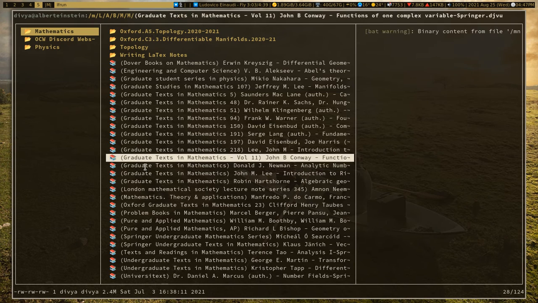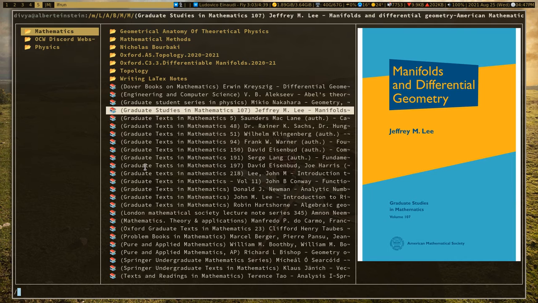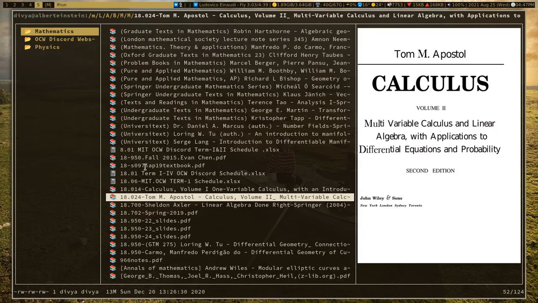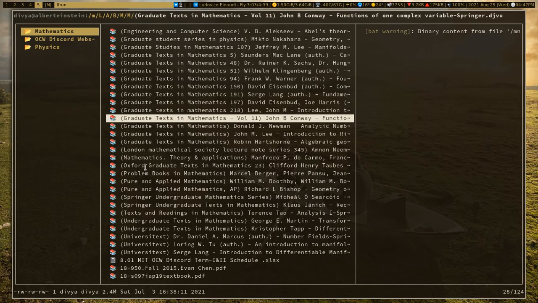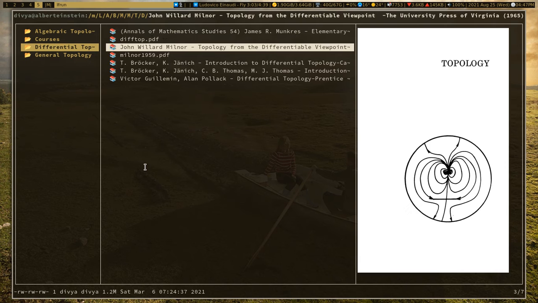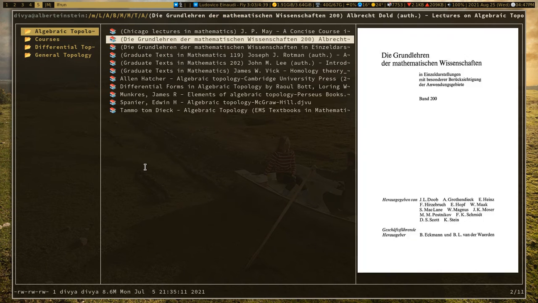Fortunately, he has a bunch of different books, different versions of the same books. The one I'm looking at is called Algebraic Topology: An Introduction. I'm trying to look something up from John Lee. He has this book on topological manifolds.